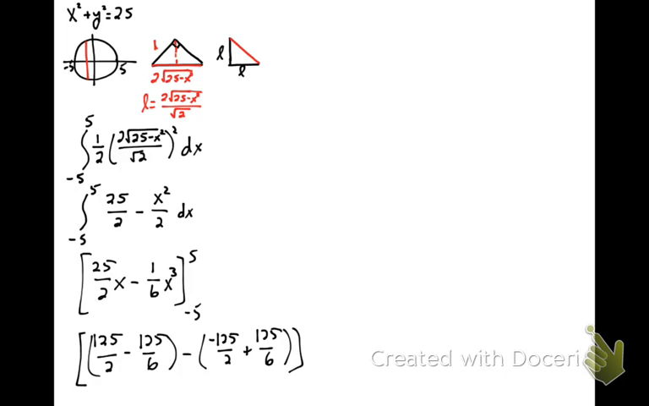And cleaning everything up, we end up with 125 cubic units for our volume. So these are cross sections perpendicular to the x-axis, right? So we're changing the shape, which changes the formula that we need to integrate.